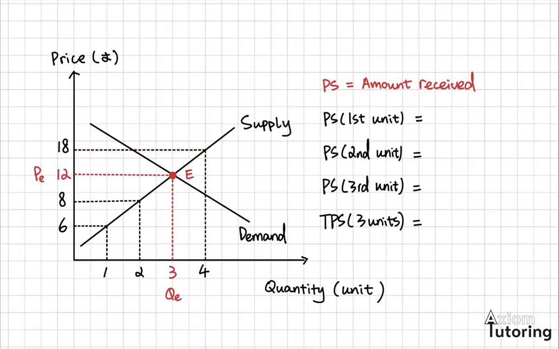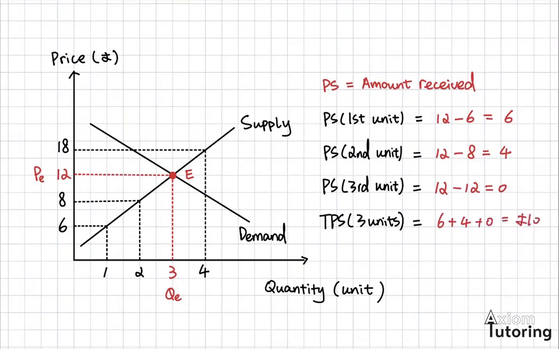For the first unit, producers receive £12, but are willing to sell it for £6, so producer surplus is £6. For the second unit, producer surplus is £4, as the price that producers actually receive is £12, and the minimum that they are willing to accept is £8, so £4. For the third unit, the producer surplus is 0, as the price that they actually receive is the minimum that they are willing to accept. Adding this together gives a total producer surplus of 6 plus 4 plus 0, so £10 altogether.